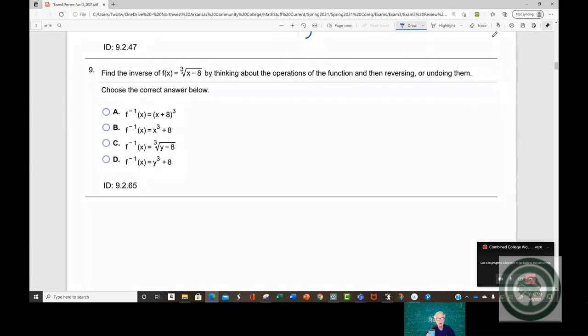Okay, again, you're going to stop me if you have questions. In the college algebra part of the class, we are really big on wanting you to find the inverses of square root, cube root, fourth root, fifth root, sixth root, seventh root, those kinds of problems. So we're going to have f of x equals the cube root of x minus 8.